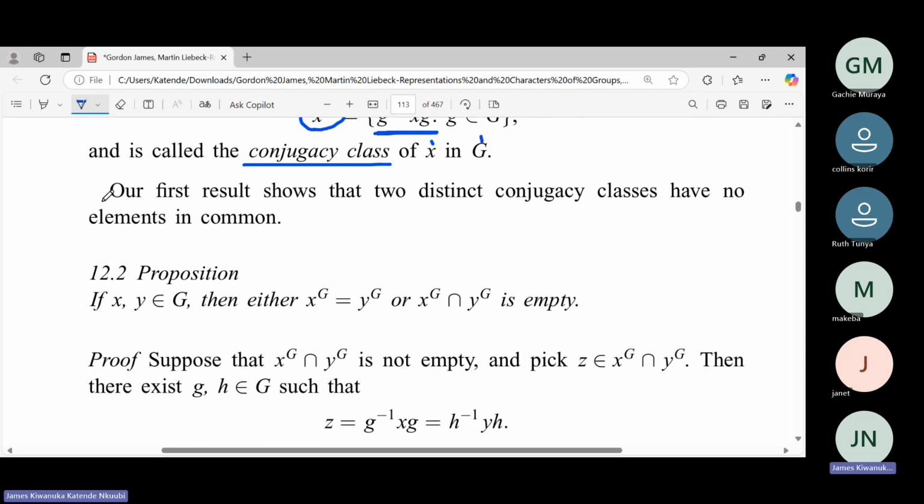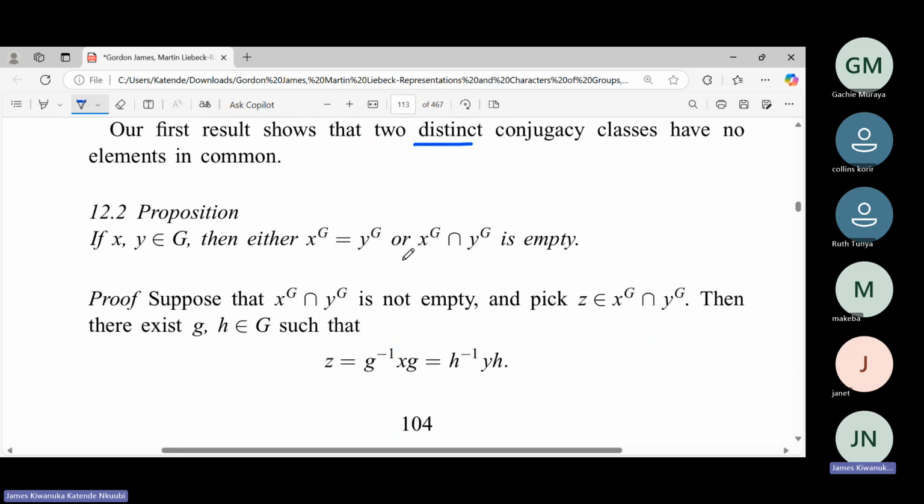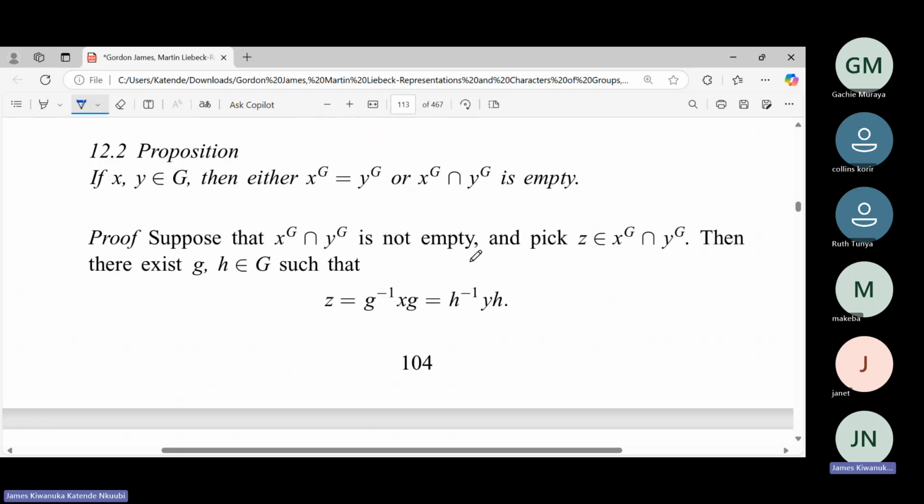What is important again is to show that two conjugacy classes are either equal or disjoint. If they're distinct, they are completely disjoint. They have no elements in common. There are two ways to prove this. You could use an equivalence relation, but we just use the approach the book uses. The proposition is that for any two elements X and Y in G, either their conjugacy classes are equal, or if they are not equal, they have no elements in common. The intersection will be empty.